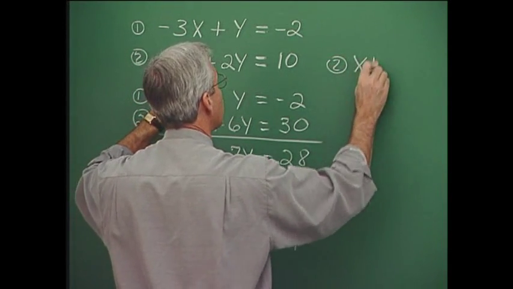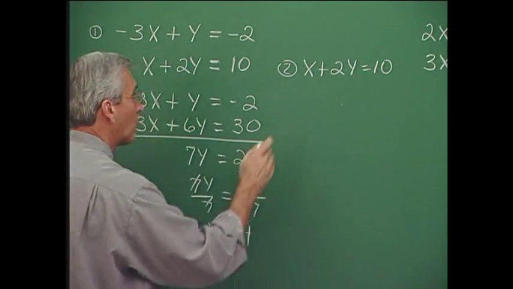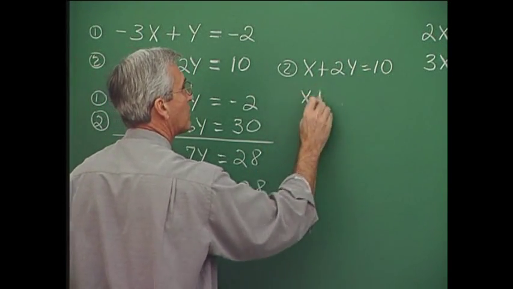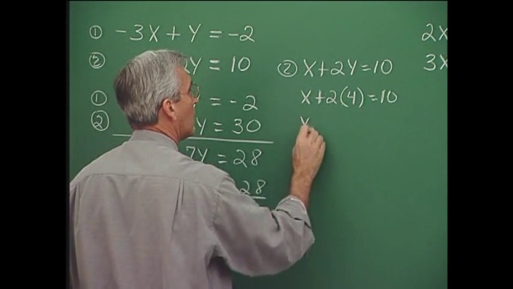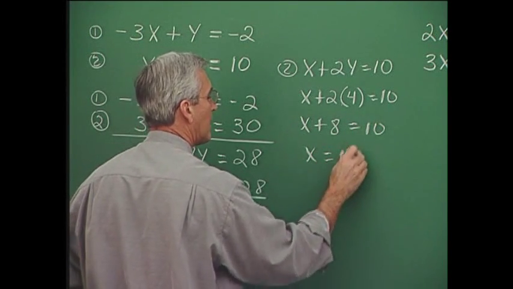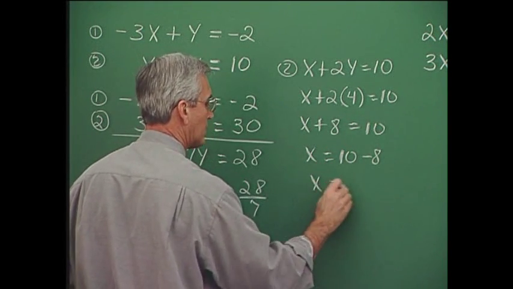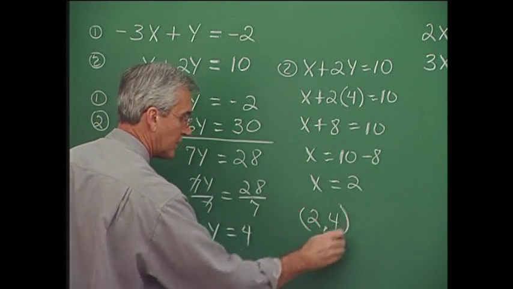Equation 2 is this. And we found y to be 4. So I have x plus 2 times 4. X plus 8 is 10. X then is 10 minus 8. X then is 2. So the ordered pair 2, 4 solves the system.